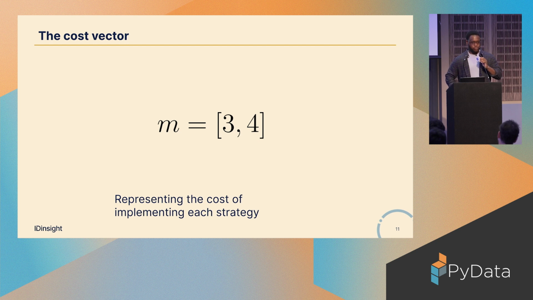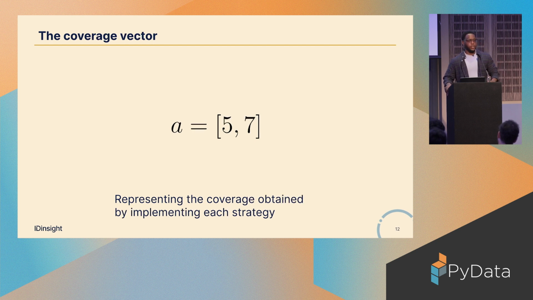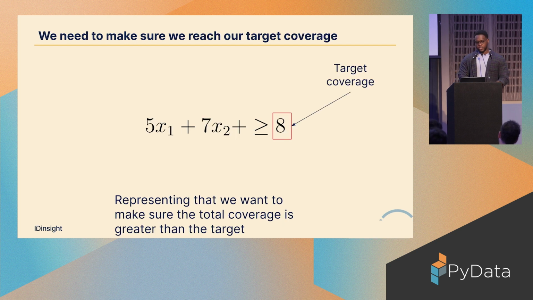Then we can represent the coverage obtained using those strategies by the vector a. So that will mean, as an example, that we can cover 5 women using the open days, and 7 women using the mobile strategies. Now, let's think about the problem here. The problem here is we need to make sure that we'll be able to cover all the women. And for that, we have a target coverage here, which is 8 as an example, right?